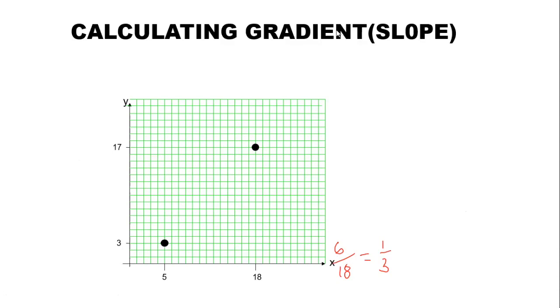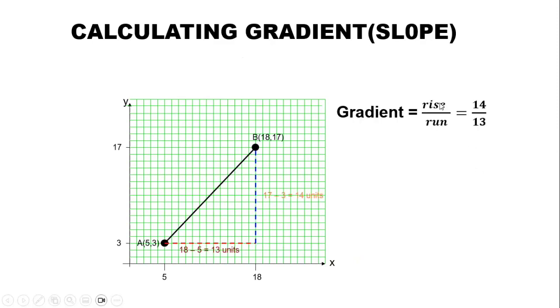What is gradient? In mathematics, gradient simply refers to the slope of a straight line. How do we calculate gradient? To calculate gradient, it is the rise over the run. So you calculate the vertical distance over the horizontal distance. In this case, the rise is 14 units. So 14 over the run, which is 13 units.